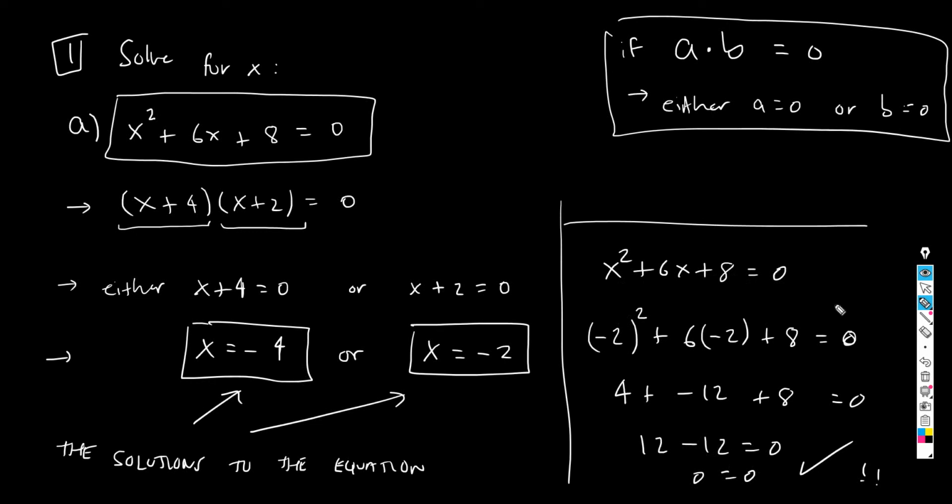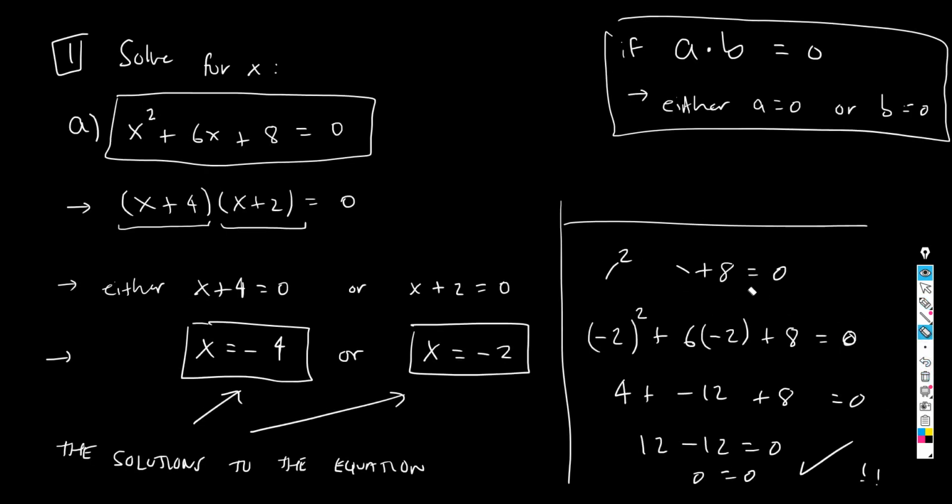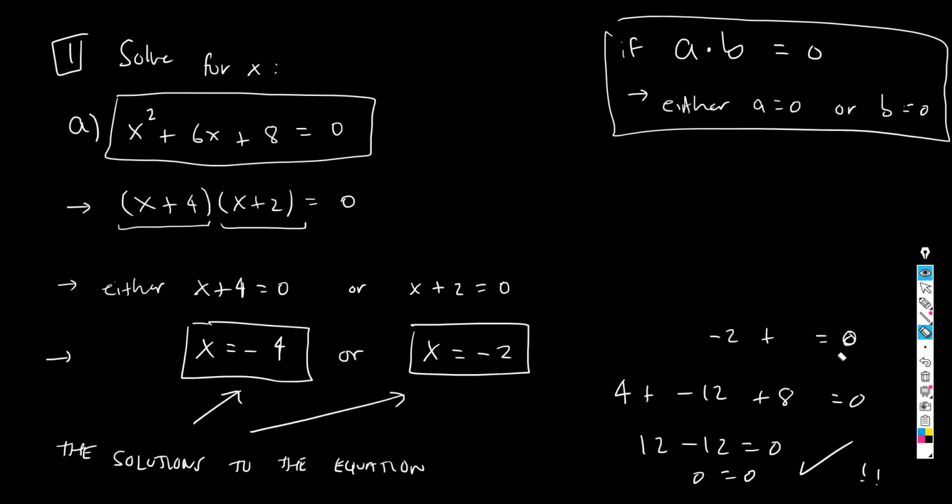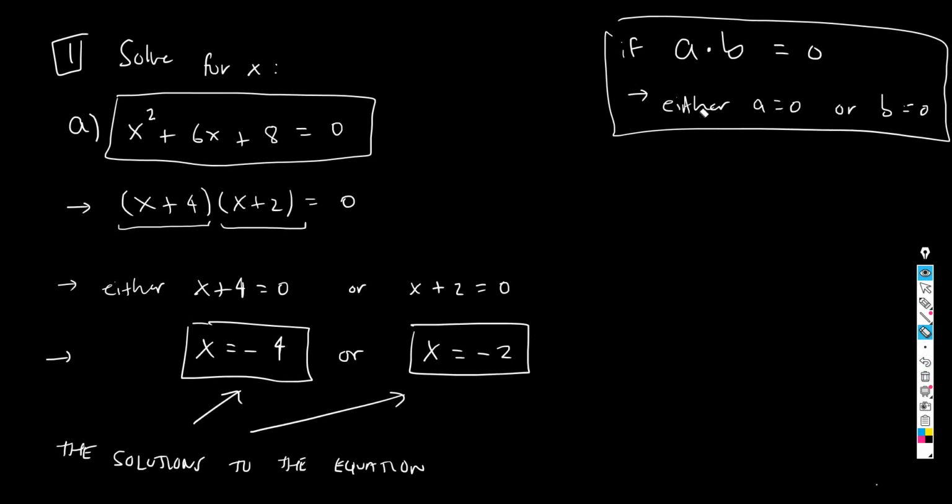So this is how it works, guys. Basically, it's about factorizing the trinomial, like so, and then this times this equals 0, and then I apply this little fact. So you're going to use this fact over and over again in these exercises. Let's solve another one.